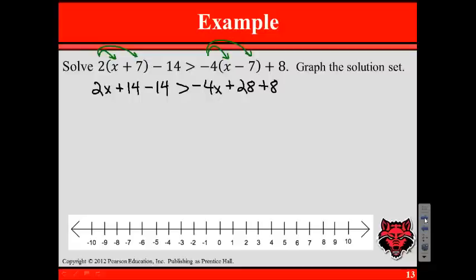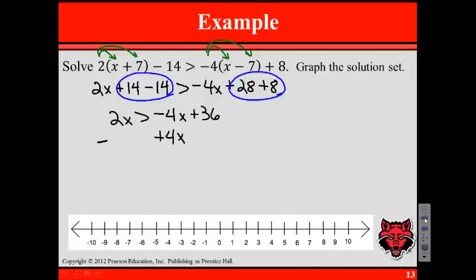Now we need to combine like terms. On the left side, we have 14 minus 14. On the right side, we have 28 plus 8. Combining like terms gives us 2x is greater than negative 4x plus 36. Now let's move all of our variables to the left-hand side. Plus 4x, plus 4x. The opposite 4x's cancel on the right-hand side. On the left-hand side, 2x plus 4x is 6x. So we have 6x is greater than 36.